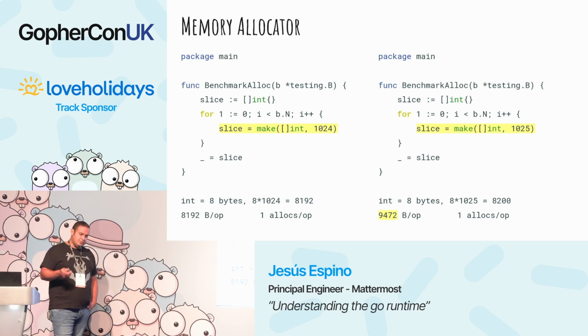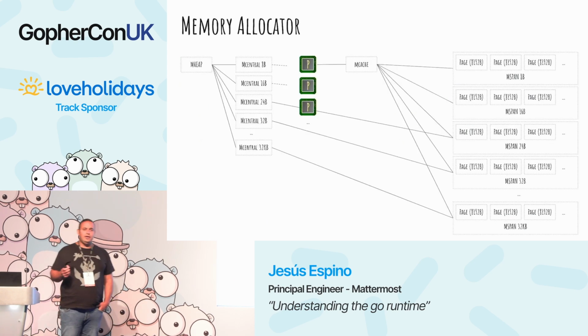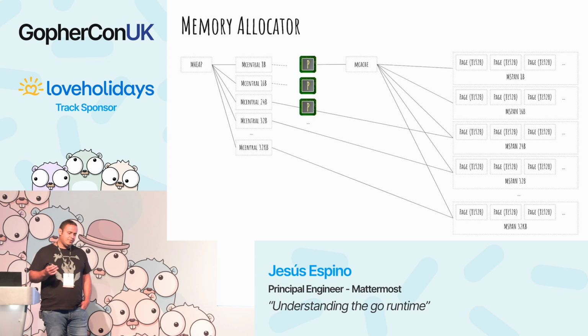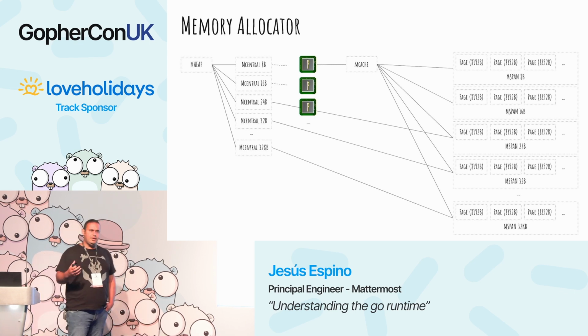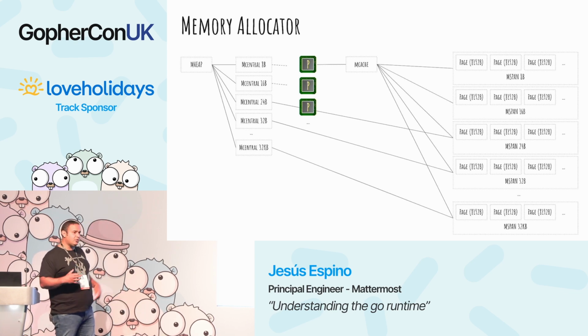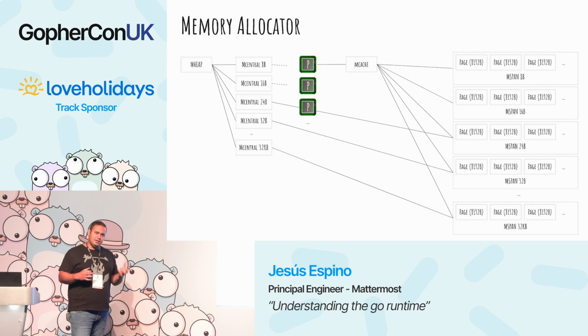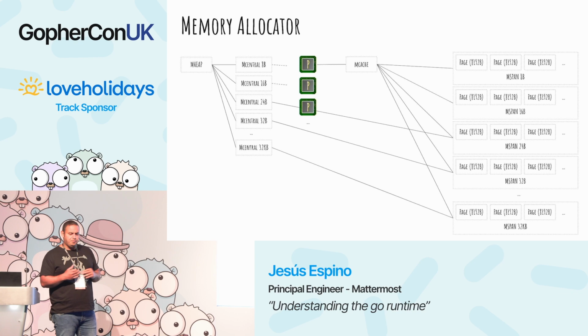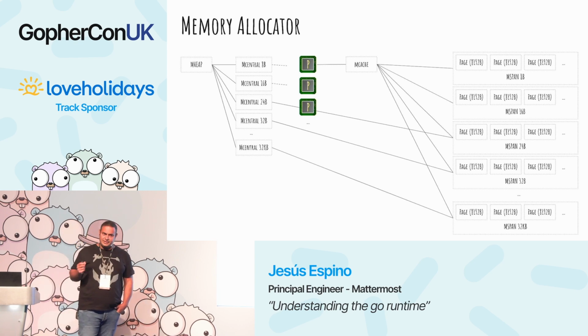So let's get a bit deeper into the memory allocator and what it does. Let's explain from the bottom up. The memory allocator uses memory pages. Those are what the memory allocator asks the operating system for, memory to use in the system. Then all these pages are grouped into MSPANs. MSPANs are chunks of memory that you are using to store variables of the same size.